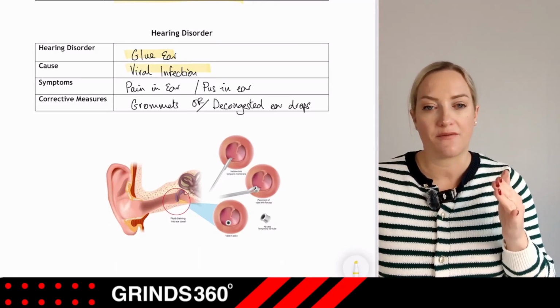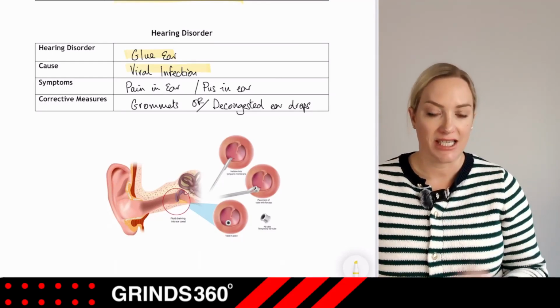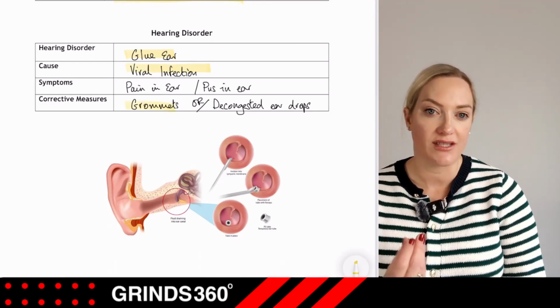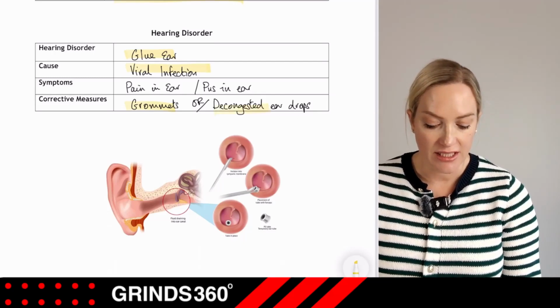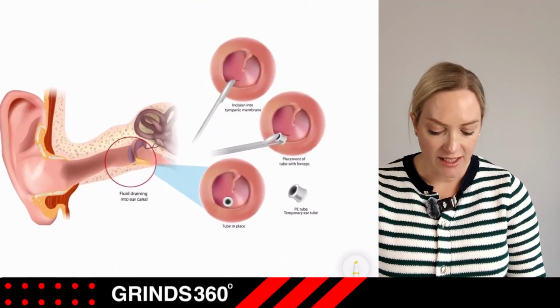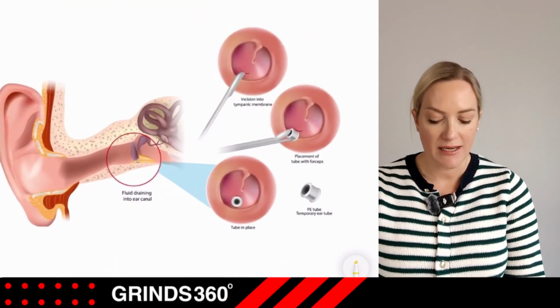A corrective measure for this, if it is continuous, would be grommets. So you could just say grommets. Or it can be decongestant eardrops. So this is just showing you here. Here is a grommet that's placed inside there.